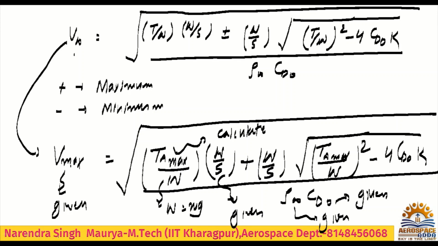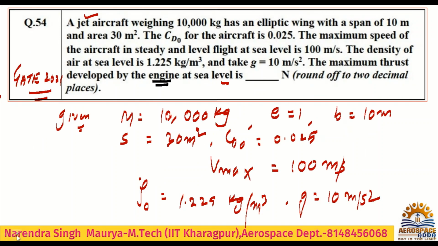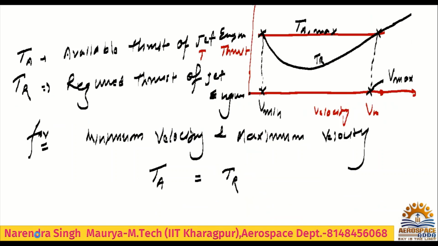I will write this K. I told you, what is this K? If you check the drag polar equation, what is the drag polar? It is nothing but CD is equal to CD naught plus K CL square. This is the one constant in induced drag. And what is this constant value? 1 upon pi E AR. This is the value.